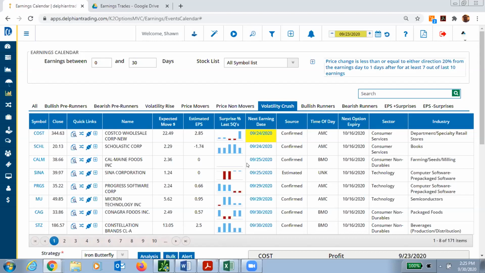Hey, Shawn? Yes. If it tends to go away from you, say it's going above your strike price, what's the thought of removing that one leg? If it's going on the upside, just get rid of the put side.